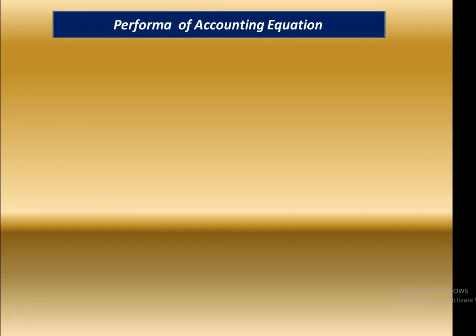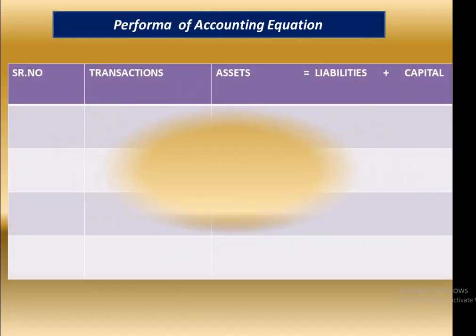Now, proforma of accounting equation. Column 1 serial number, column 2 transactions, column 3 assets is equal to liabilities plus capital. That is our formula of accounting equation. Assets is equal to liabilities plus capital.